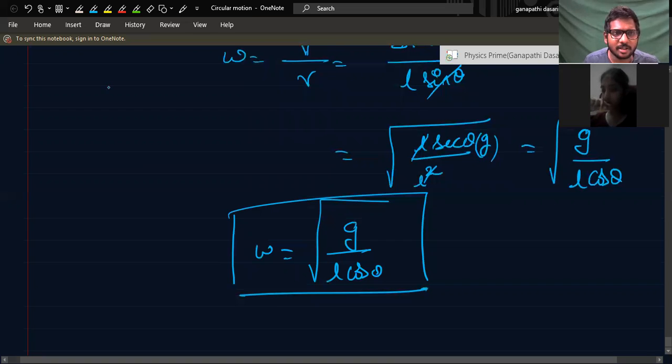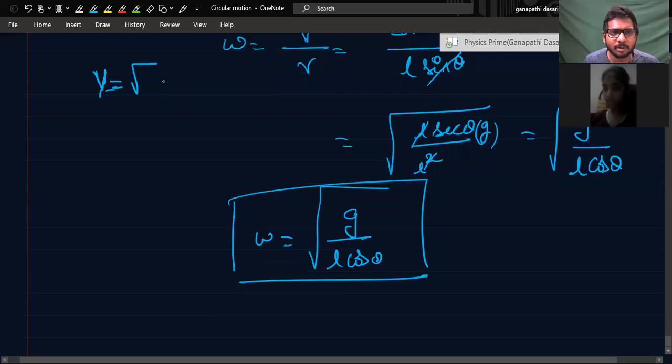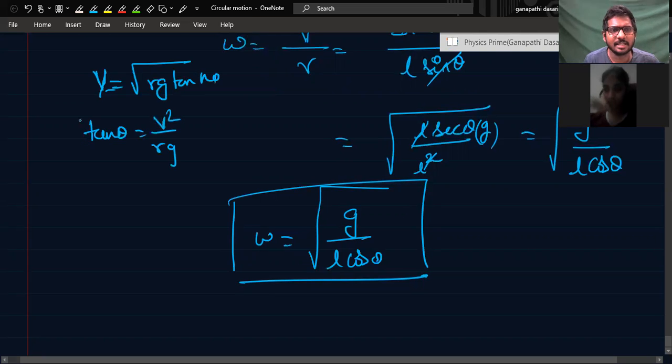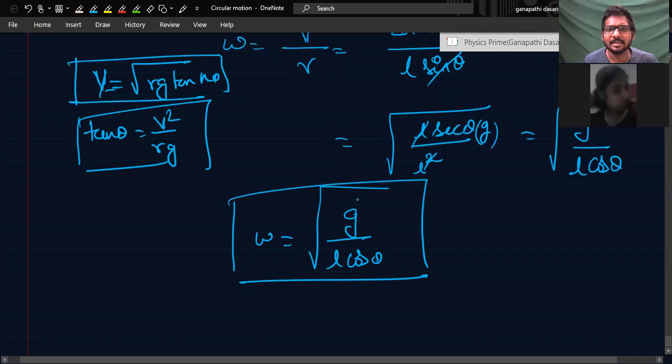So one thing is, if the radius is known, V is equal to root over R G tan theta. Otherwise, tan theta is equal to V square by R G. If V and radius are given, that is another way of doing it. If omega is asked, that is root over G by L cos theta.